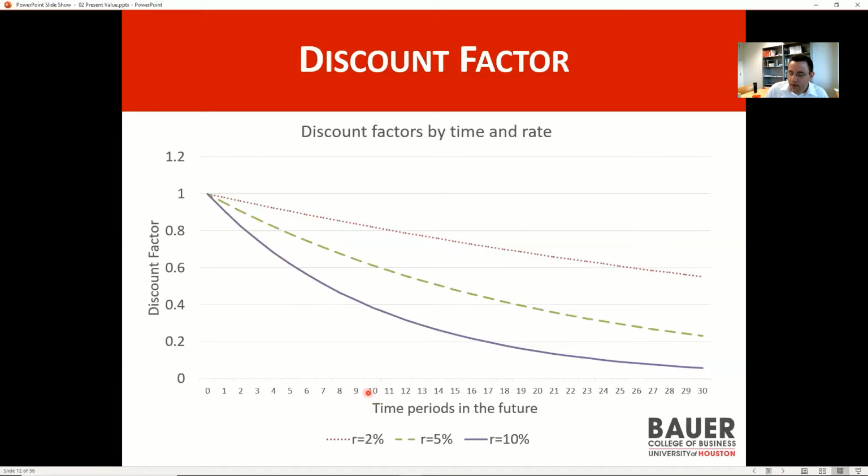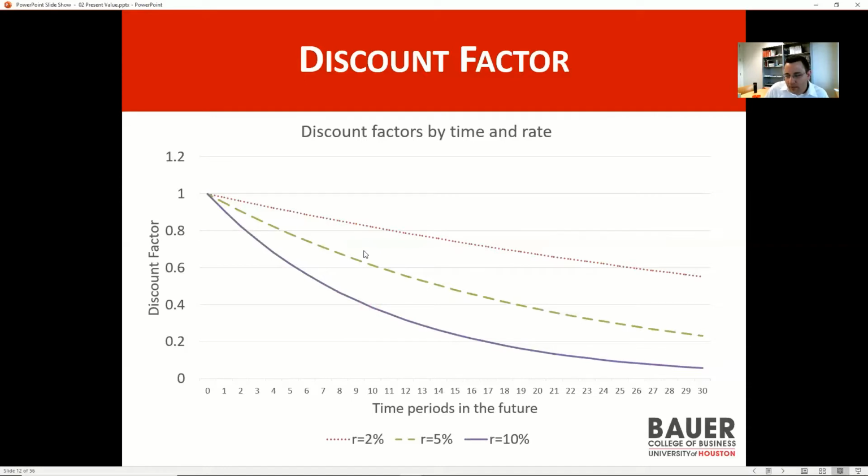For example, if you have a cash flow that's 10 periods out and the risk of that cash flow is 10%, then that cash flow is only worth about 40 cents. Instead of getting $1 in your pocket today, if you are forced to get that 10 periods out, it's only worth 40 cents to you.